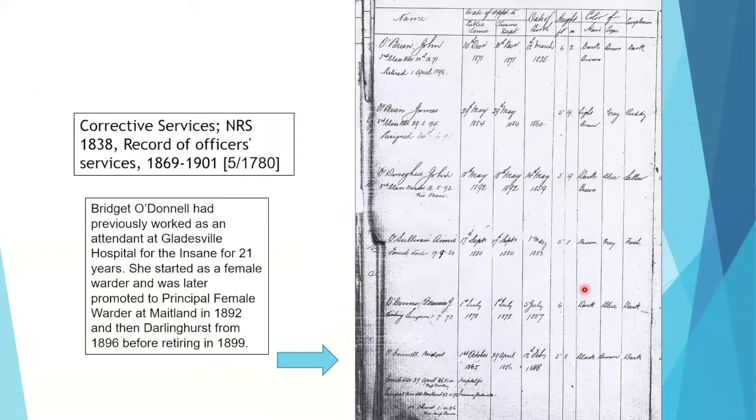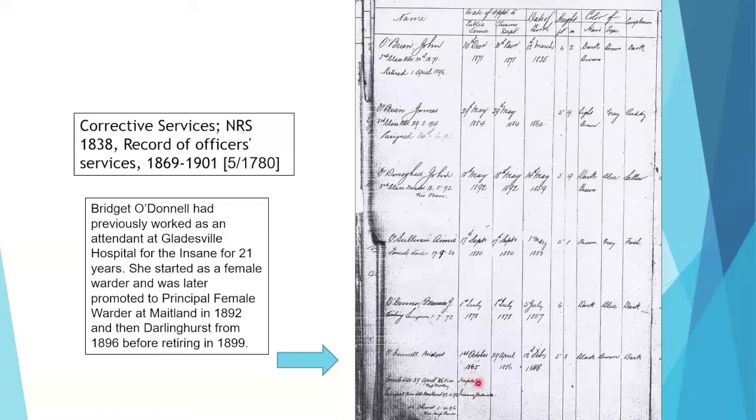This is an example of a record from the Corrective Services Department, and this is a record of officers who worked for the Corrective Services. So we're looking in the years 1869 to 1901. And in this particular example, we're looking down here at Bridget O'Connell. She had previously worked at Gladesville Hospital for 21 years, and then she'd gone over to Corrective Services as a female warder, and she was later promoted to principal female warder at Maitland Jail in 1892. Then she went to Darlinghurst in 1896, and she retired in 1899.